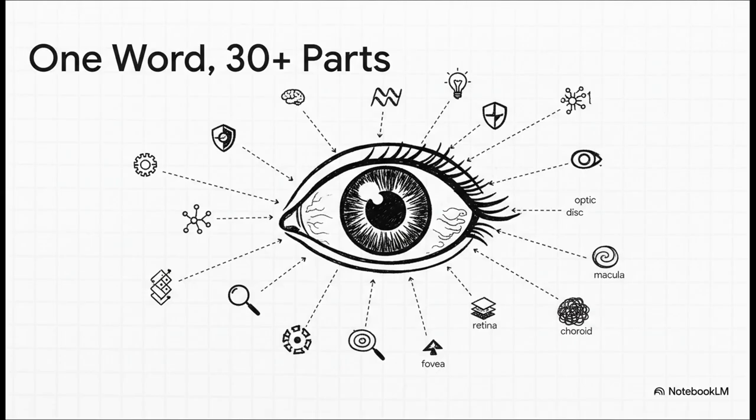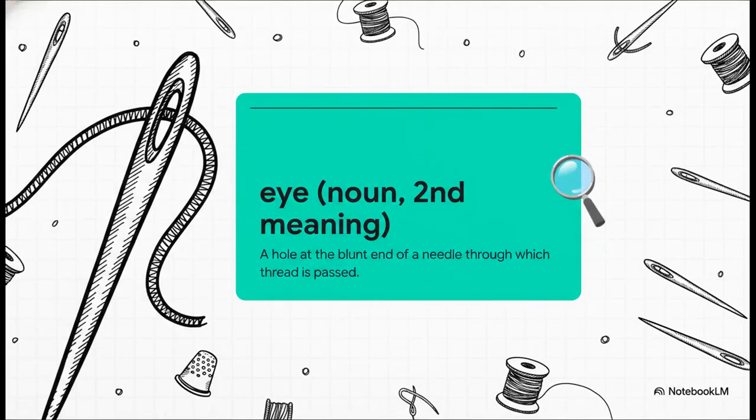You've got the retina, the optic disc, the whole shebang. It just goes to show you how one simple word from that Basic English list can be like a key, unlocking this huge world of complex information. And we're not done yet. The story doesn't stop there. That same three-letter word has a whole second life, a completely different identity, and it's still a noun. I'm talking about the eye of a needle, that tiny hole you try to pass thread through. So think about that. Same word, two completely different things. That is some serious linguistic efficiency right there.